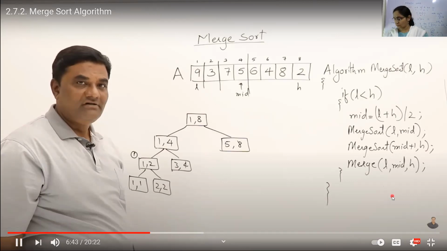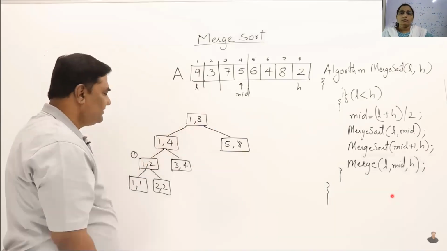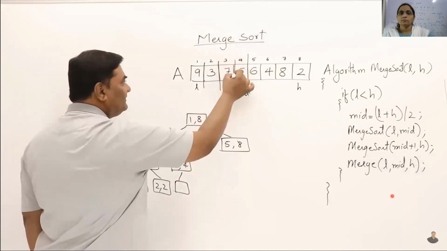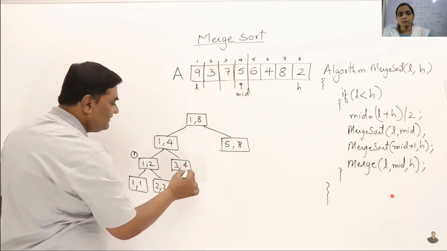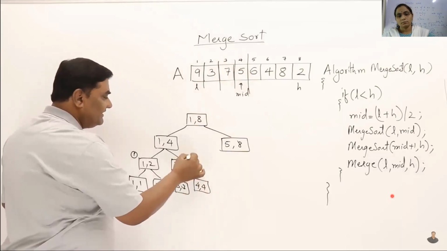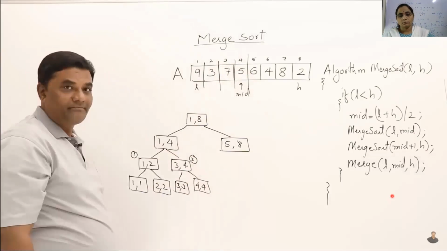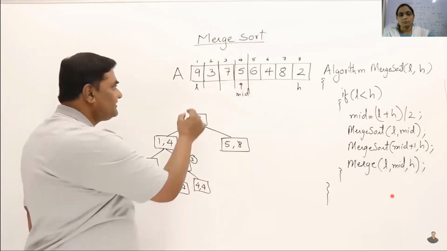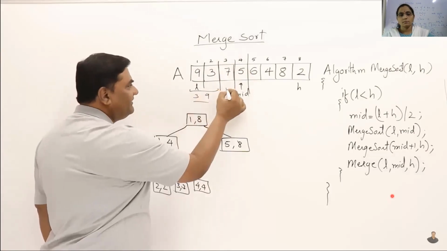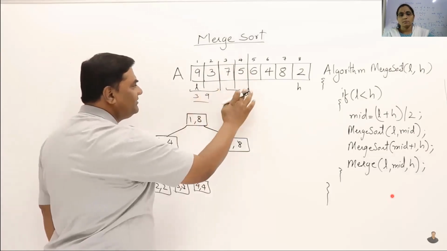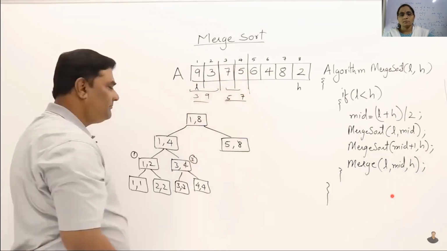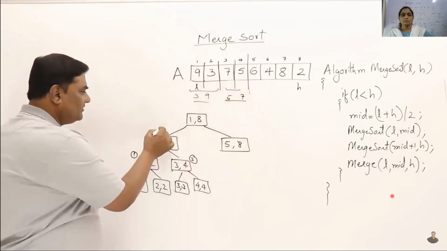Continue. So 3 and 9 are merged. Then coming to this side, it will split them and get 3 on this side and 4 on this side. Then it will merge the elements. 3 and 4 are merged. So first 9 and 3 were merged, and the result was 3, 9. Now 5 and 7 are merged. Result is 5, 7. This is combined. Now it will go back and perform merge here.